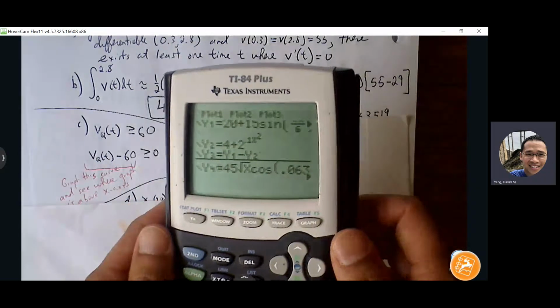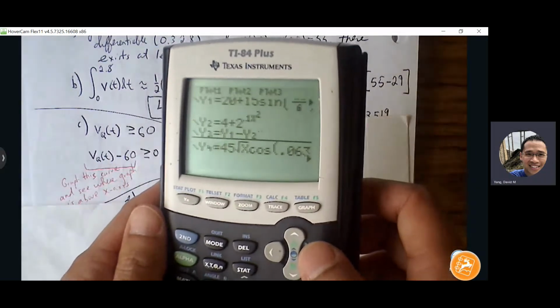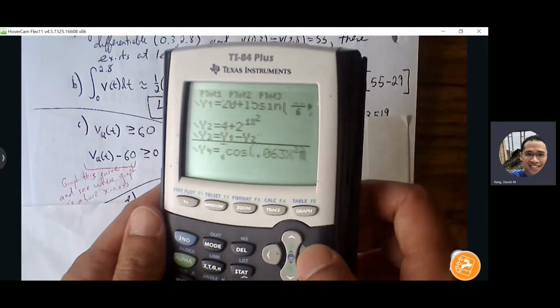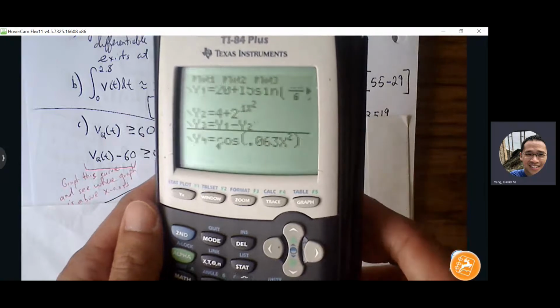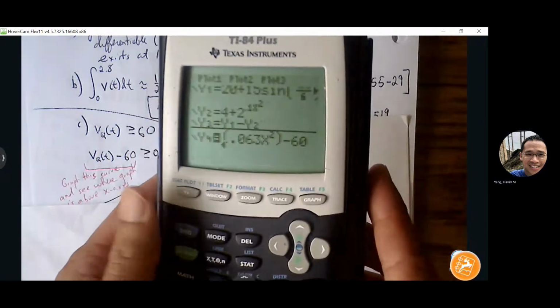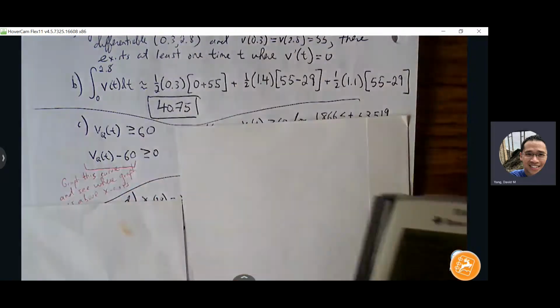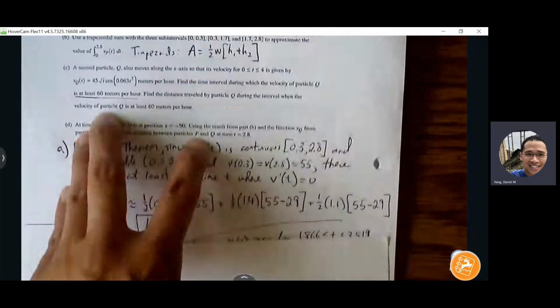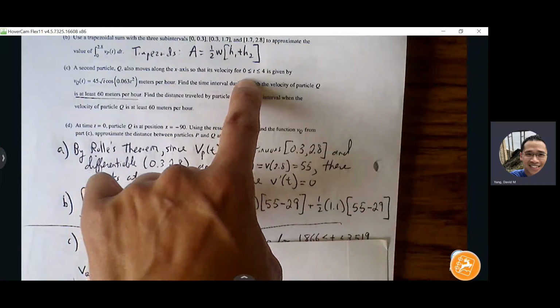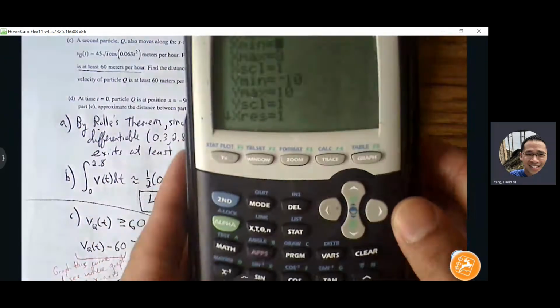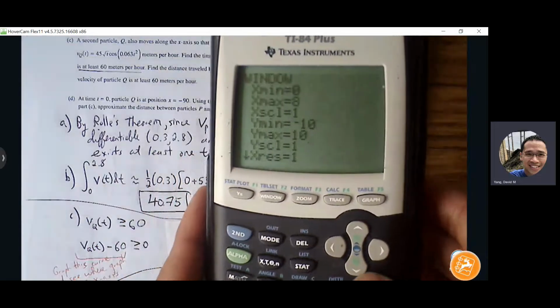So I'll have it stored under y4 here. This is my v of t, and I'll go ahead and subtract 60. And I'm going to adjust my window. Okay, so my window, I know that I'm looking at only t values between 0 and 4. So I'll adjust my interval here from 0 to 4.